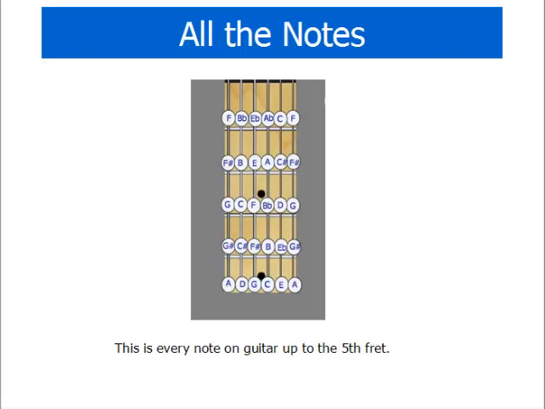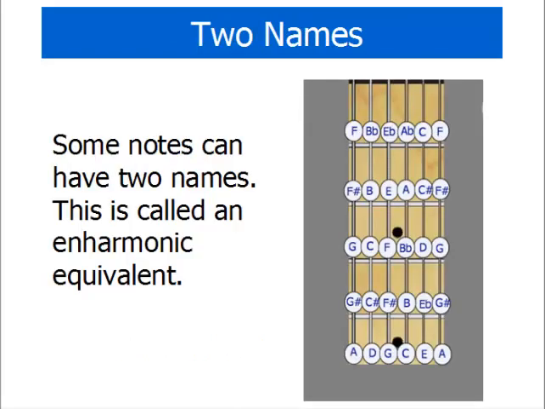A G sharp to an A is a minor second. These are all half steps laid out chromatically. And like I was saying, some notes have two names, and that's called an enharmonic equivalent. F sharp is a G flat. G sharp is an A flat.